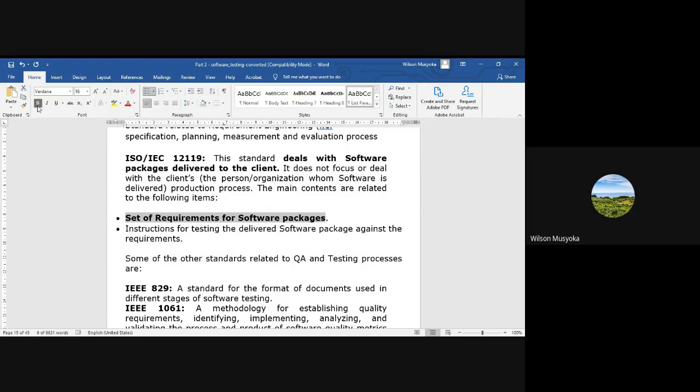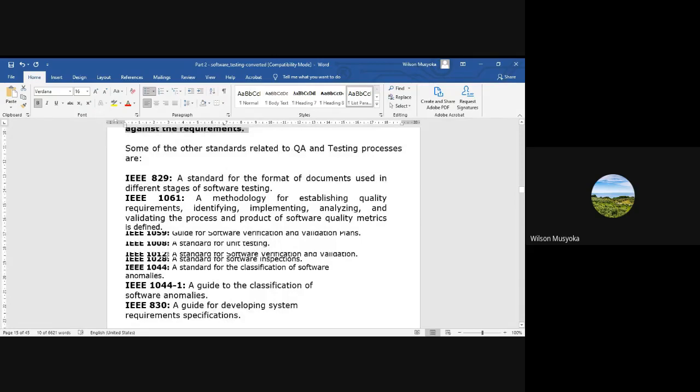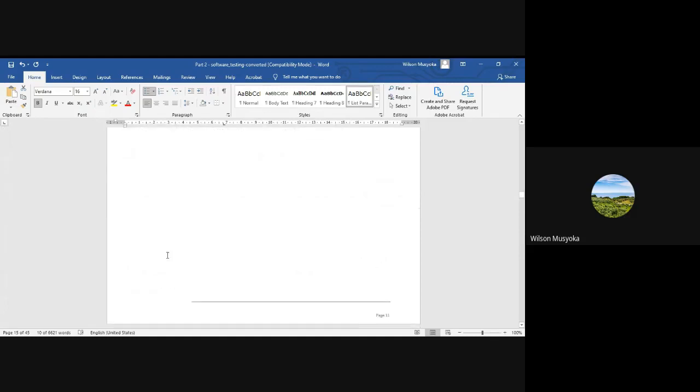For example, we need to package this browser as a desktop application and also as a mobile application. So they will look at the industry standards that are available and package that software according to those standards. Also, they will package the software with the instructions for testing the delivered software package against the requirements. So those are the main standards which are normally followed, which I want you to look at at a later time and familiarize yourself with them.